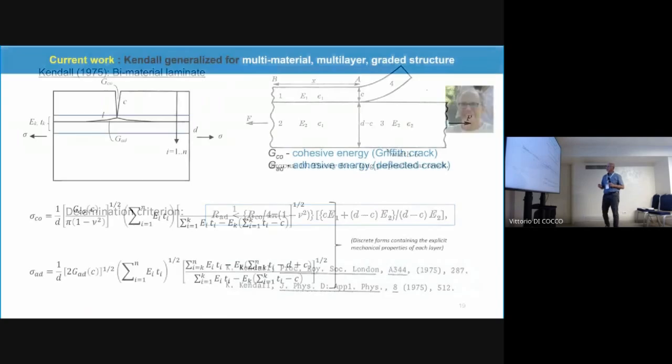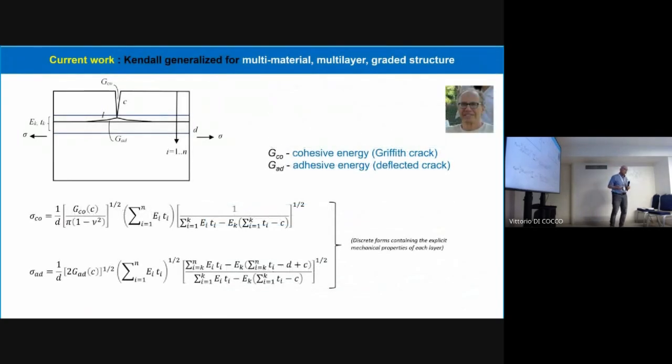So what we do, and that's current work, which is in progress also, and it's a difficult problem, we generalize Kendall for multi-material, multi-layer graded structure. So it's not bimaterial, it's not bilayer, and it's a graded structure, which is not the case in Kendall. Graded means you have a changing thickness and you have a changing modulus. And this is Israel Greenfeld, who is doing these calculations, and this is in progress.